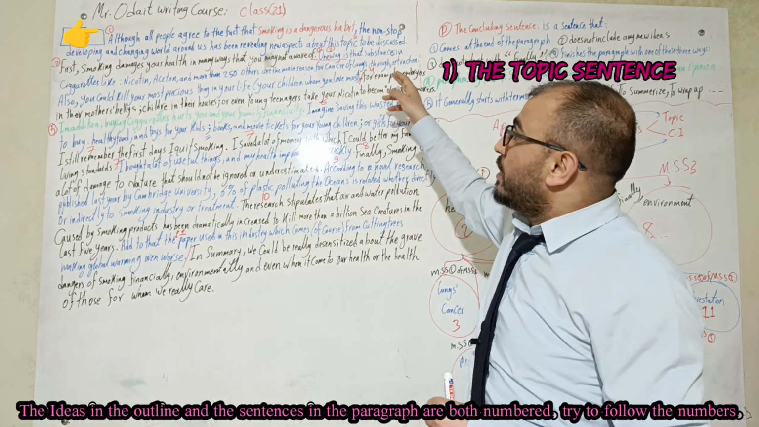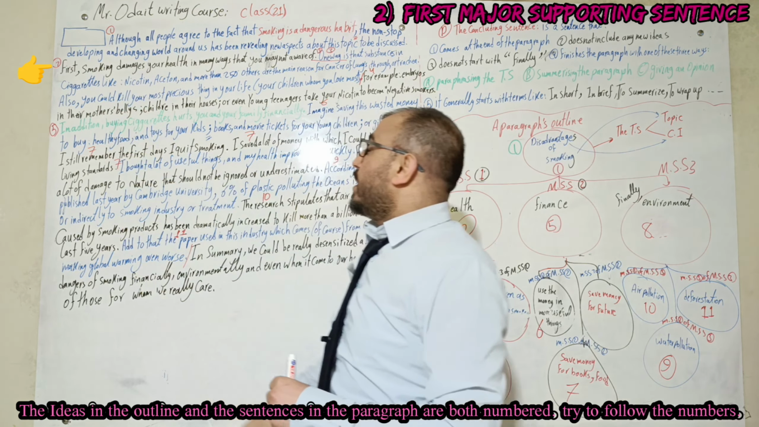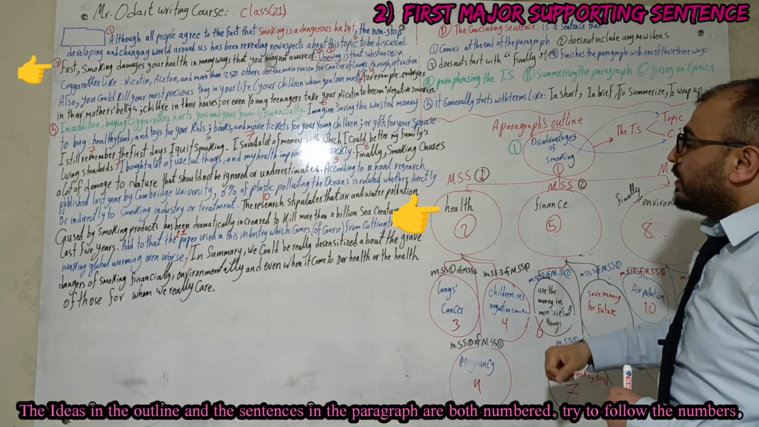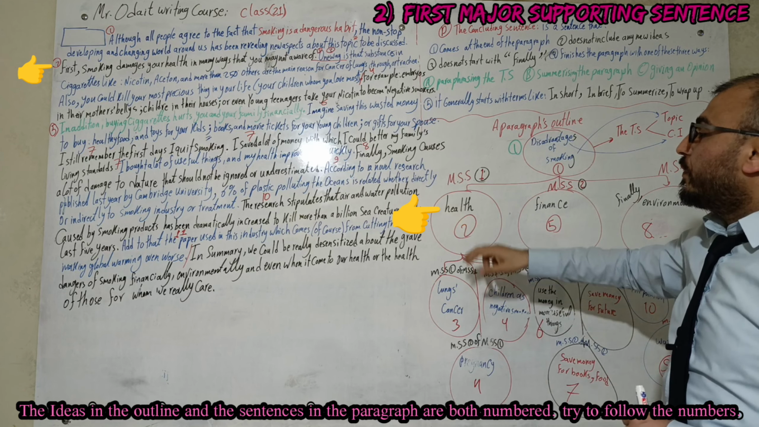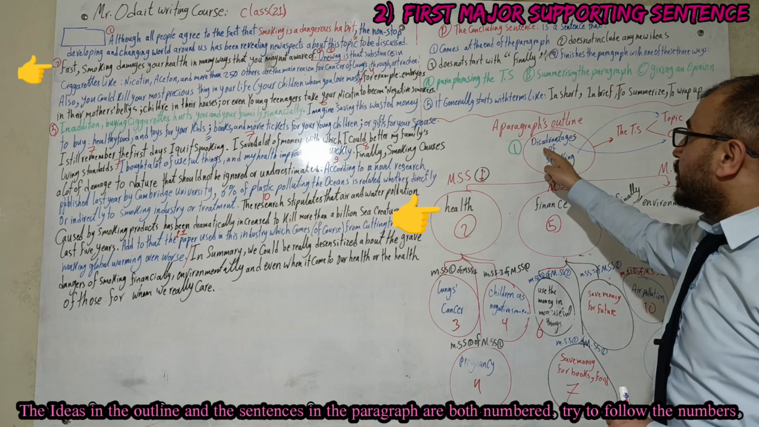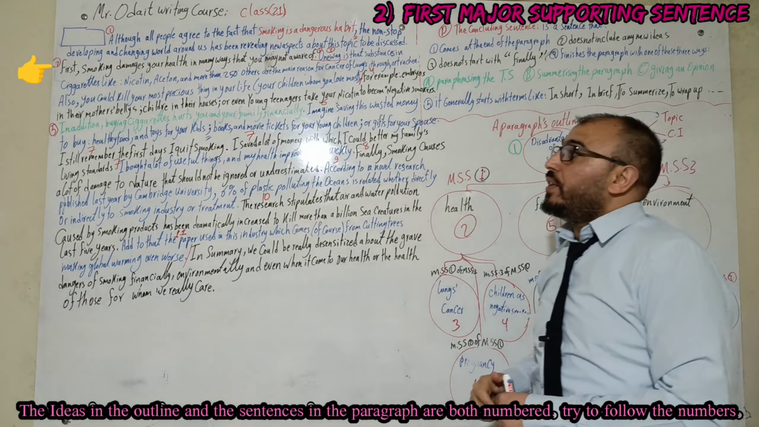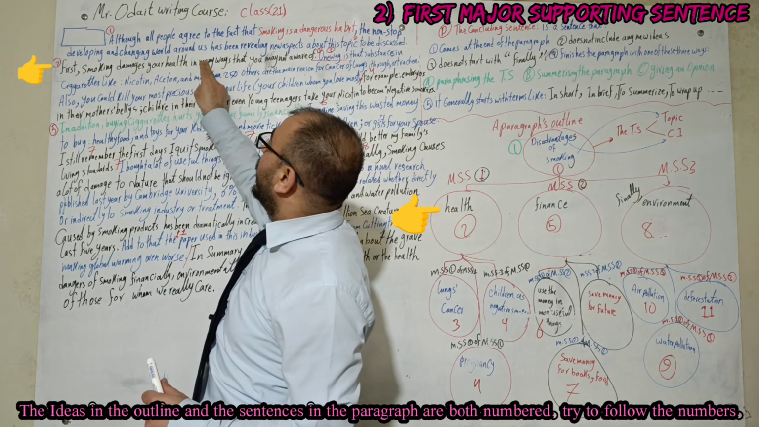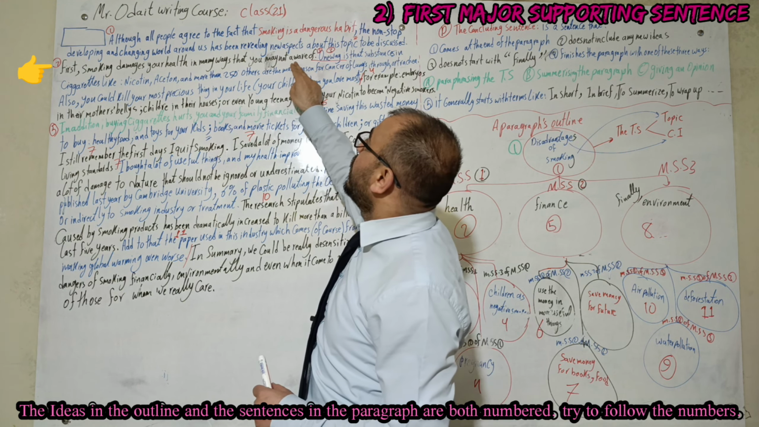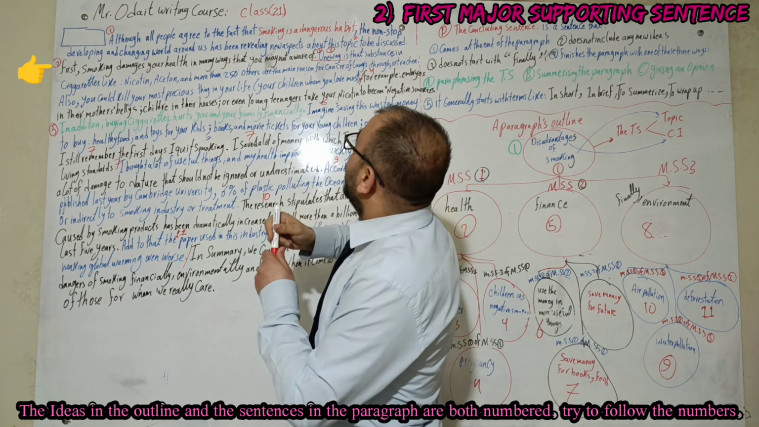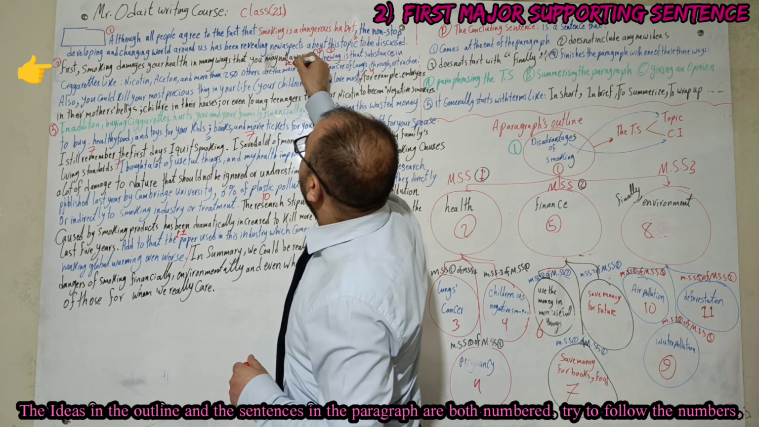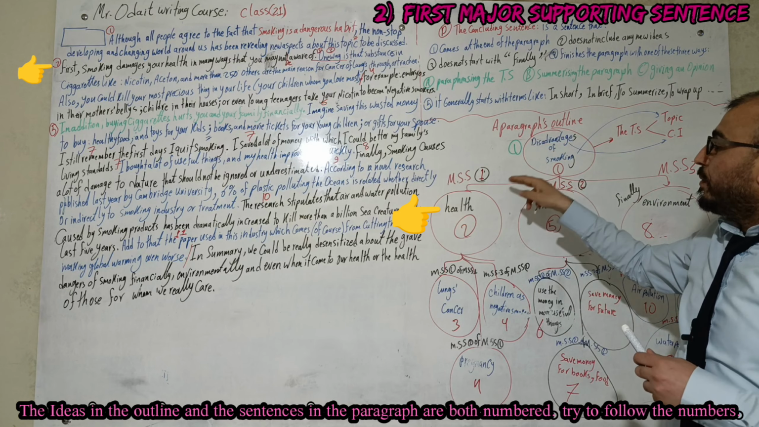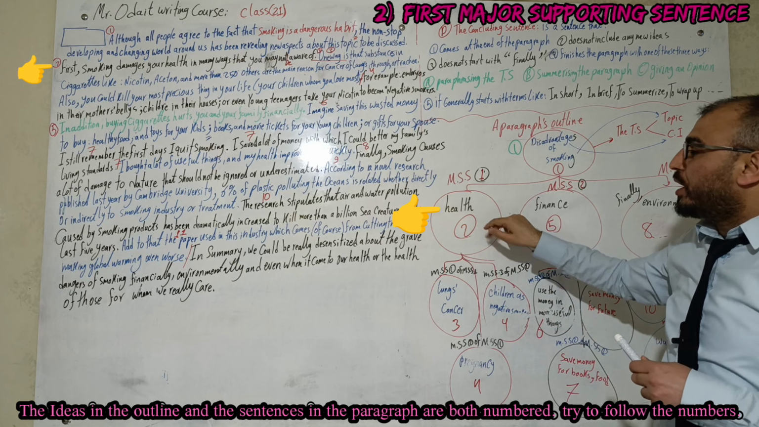In here, my friends, I start with the first major supporting sentence immediately after the topic sentence. As you see here, my friends, and as we learned from its definition, it should be related to the topic sentence, but it should be more specific. As you see here, my friends, first, smoking damages your health in many ways that you may not be aware of. I'm talking about one aspect of disadvantages of smoking, which is health.